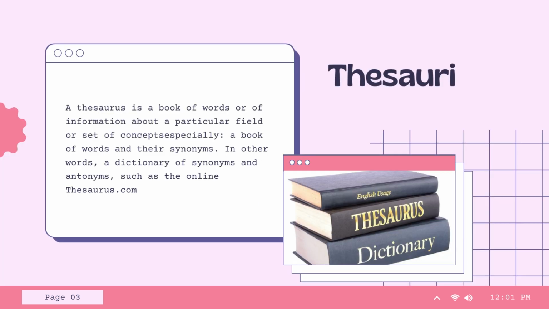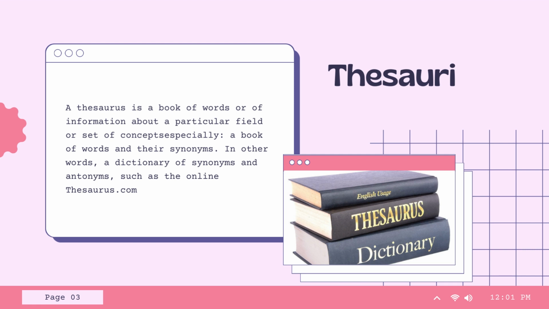And then we have the thesauri. Thesauri refers to the thesaurus. A thesaurus is a book of words or maybe of information about a particular field or set of concepts, in this case, especially a book of words and their synonyms. So when we talk about a thesaurus dictionary, it is referring to a dictionary which specializes in synonyms and antonyms of words.